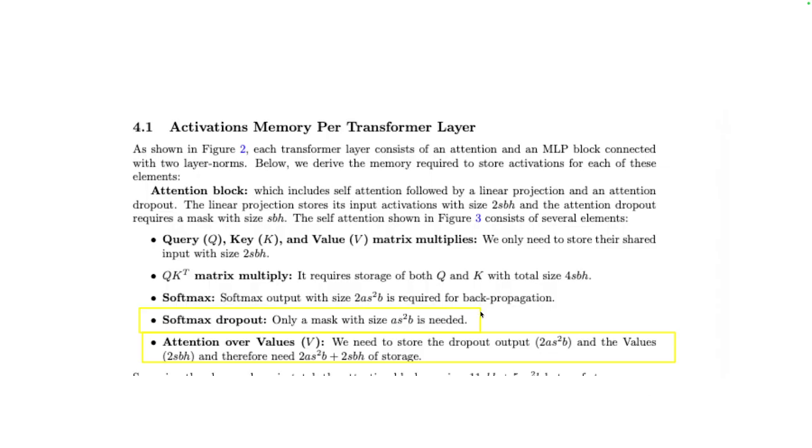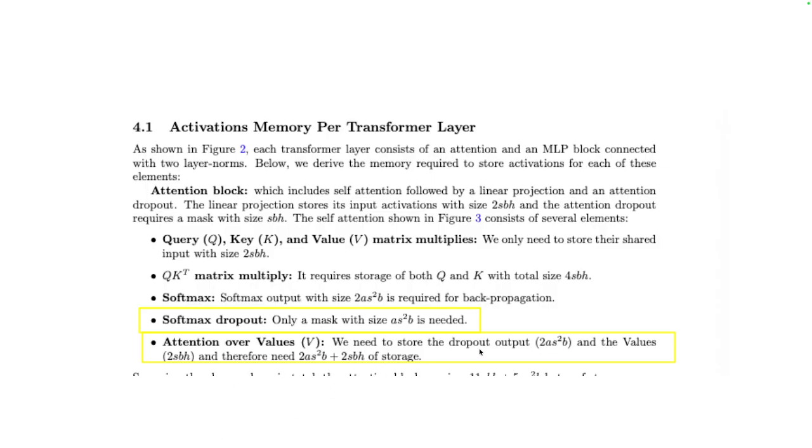And it is 5 a s square b. A comes from the attention head, s is the sequence length, and we have an s cross s matrix, hence we have a s square, and b is the batch size. So for each attention head we have a softmax dropout, and there is no factor of 2 here, because dropout is basically ones and zeros. It's a mask, hence it's an integer, so we don't need to store 2 bytes. So integers are like single byte precision.